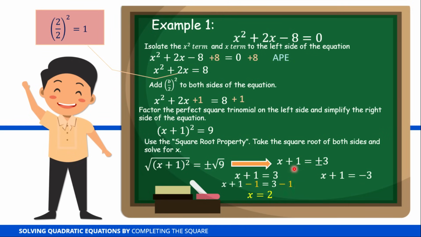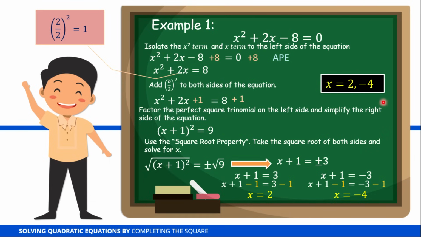Next, kuhanin natin yung negative 3. We have x plus 1 is equal to negative 3. Again, gamitin natin yung addition property of equality. Add both sides by negative 1 and then simplify. May iwan yung x dito sa ating left side and then negative 3 minus 1, that is negative 4. Ang result, x is equal to negative 4. Yun ang mga roots na nakuha natin. We have 2 and negative 4.